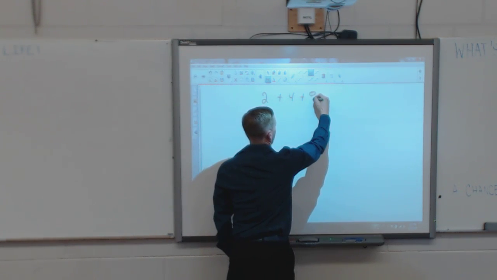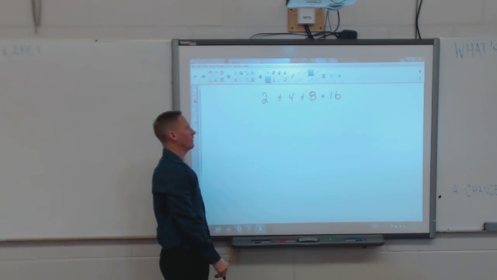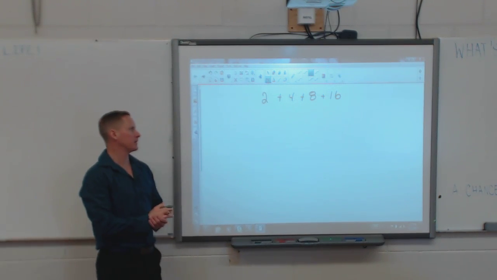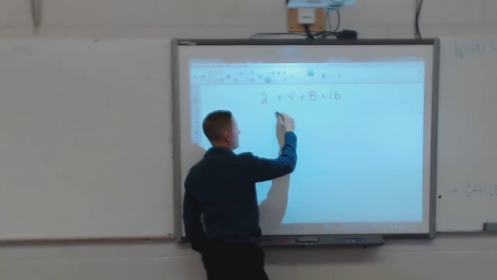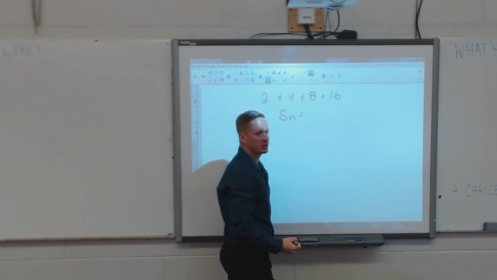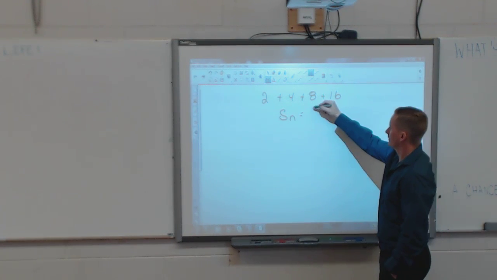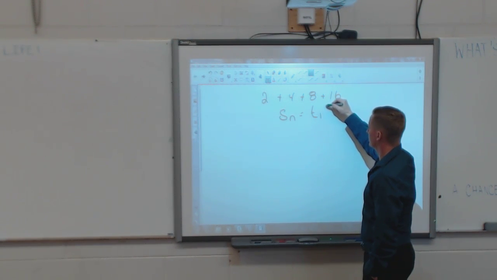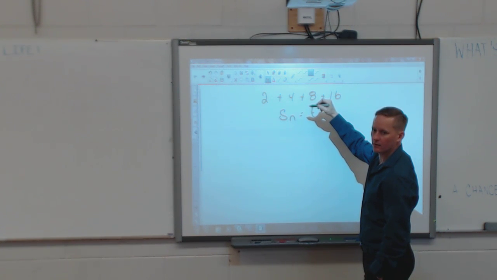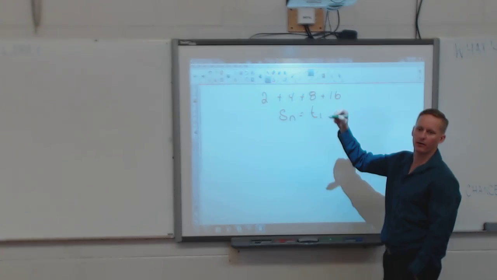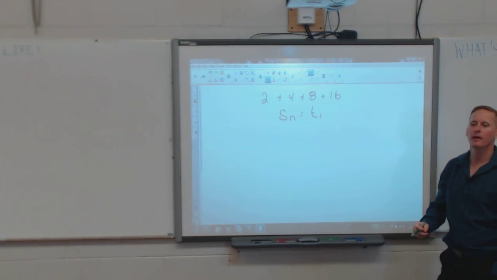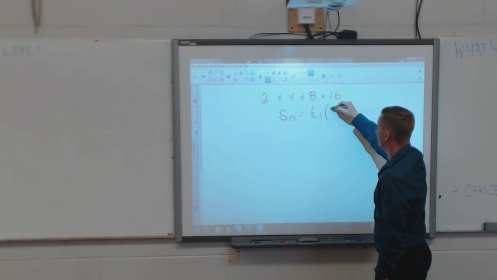2, 4, 8, 16. So I have 4 terms and I want to calculate what the sum of it is. We were given 2 equations in which we could find it. What was the first equation? Sn is equal to what? 2 to the 1 plus n minus 1? No, that's for an arithmetic series. Oh, T1 times r to the n minus 1.